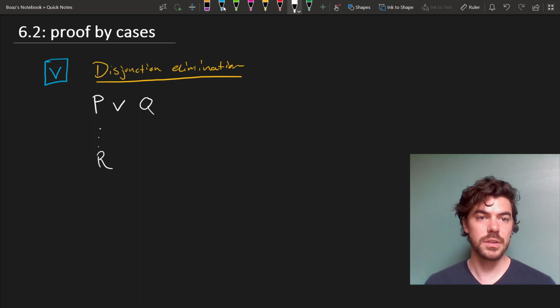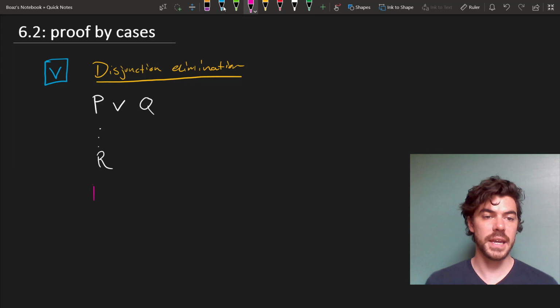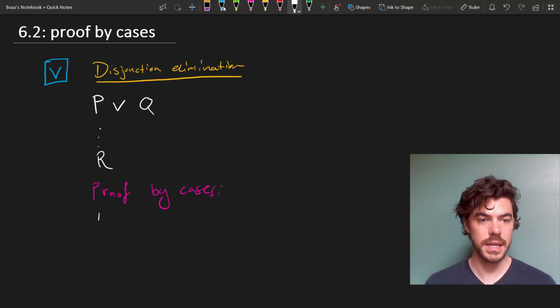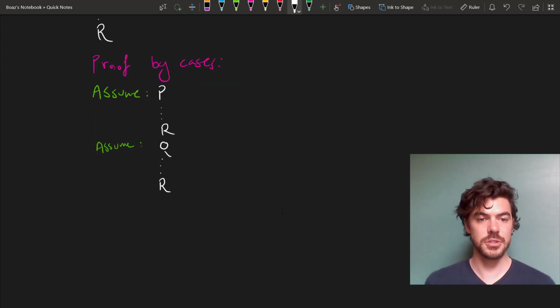Here's how this works. We proceed by a method called proof by cases. First, we assume P and derive R. Then, we assume Q and derive R. And this allows us to just assert that R.